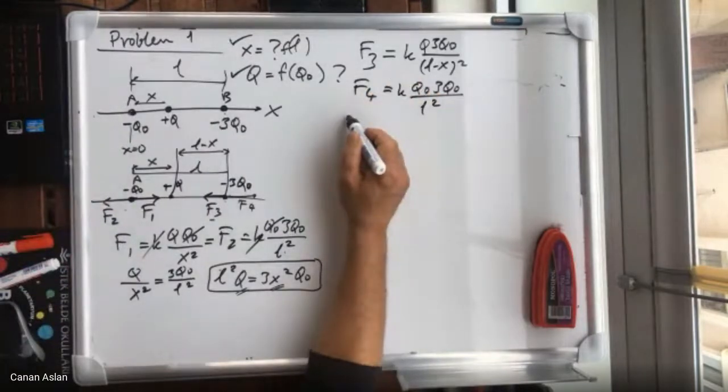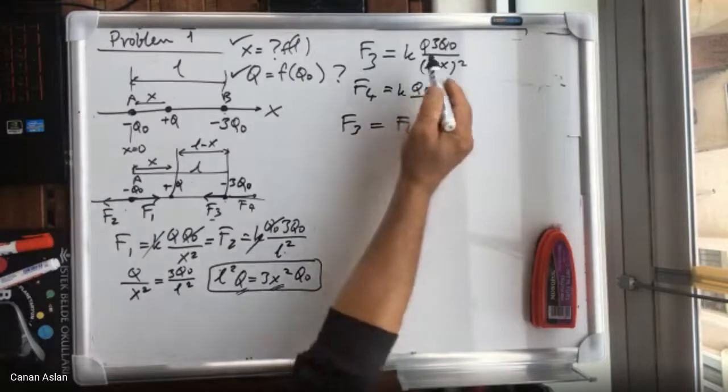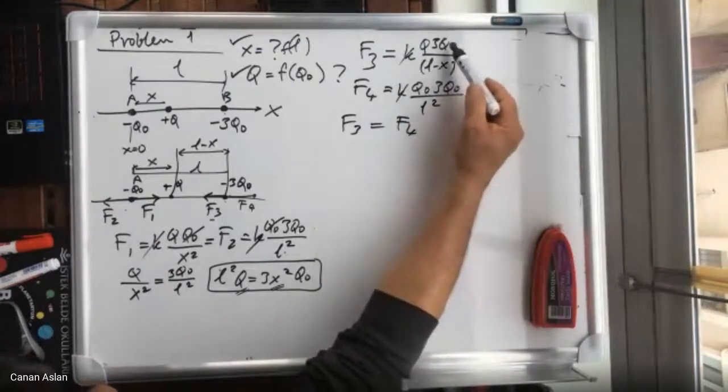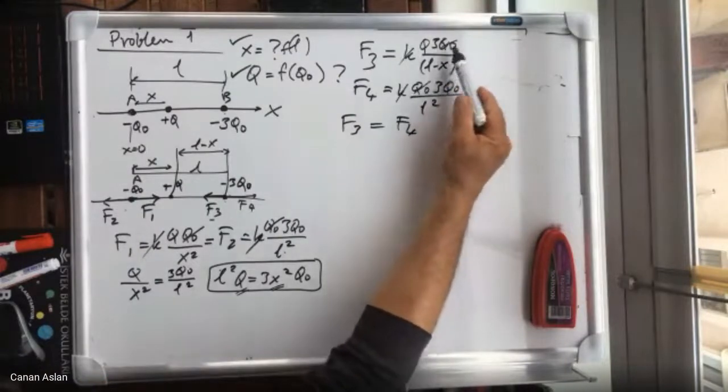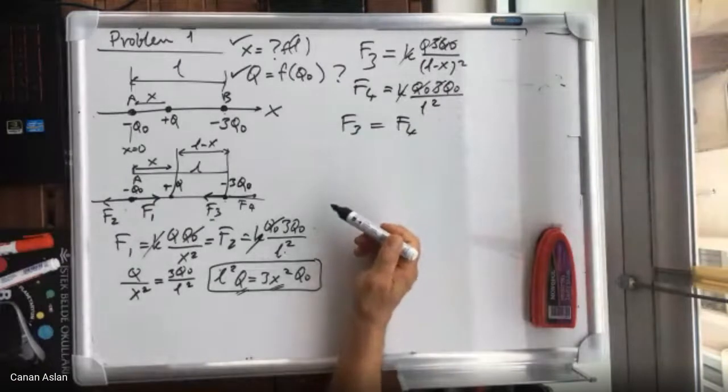So they must be equal to each other. If F3 is equal to F4, then K's will cancel, and one of the Q0s will cancel again, and the 3s are also cancelled. So in this case, what we end up with is this equation.